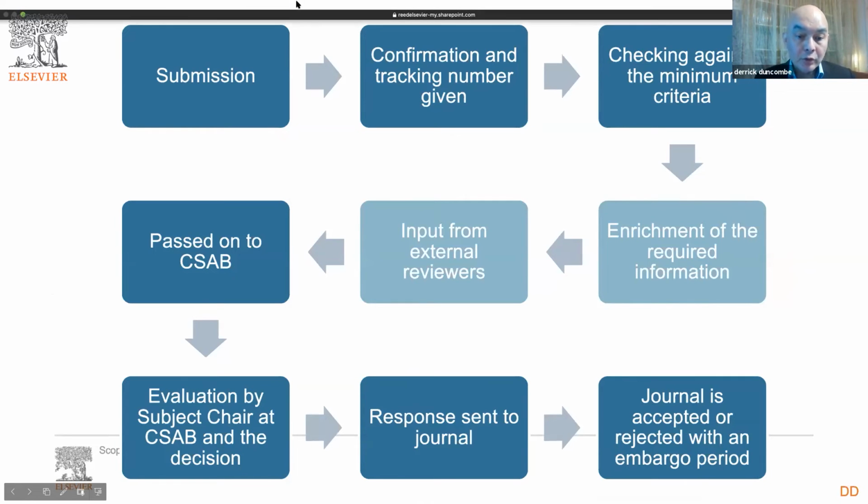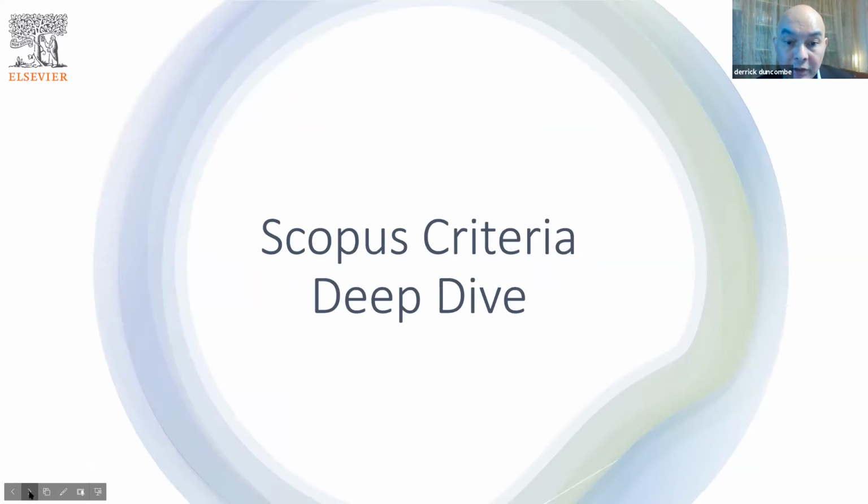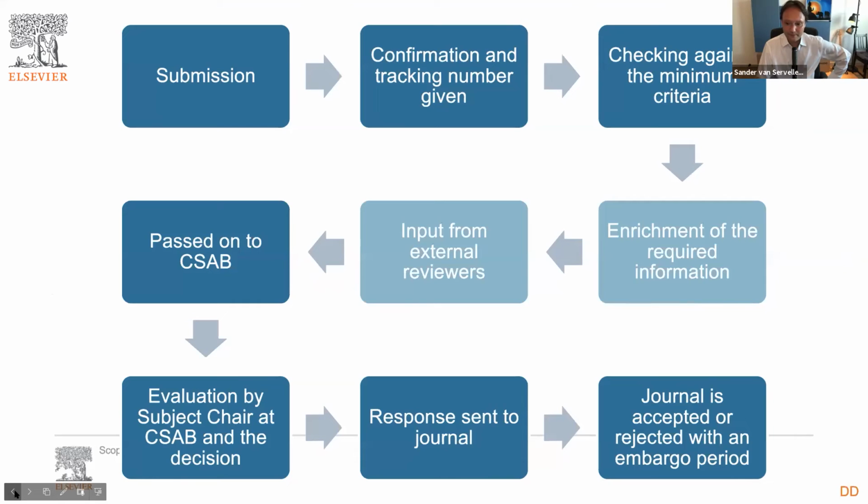Now here shows you a simplified process. From the time you submit, on the top left-hand corner, you move on to the next thing that says confirmation and tracking number. Like I mentioned earlier, it is like a tracking tool. They give you the number, it's like a delivery service. At any point in time, you can track to see at what stage your journal is at. So it's checking against the minimum criteria.